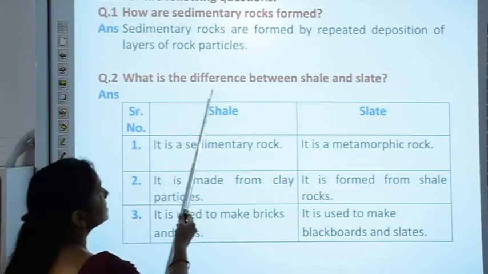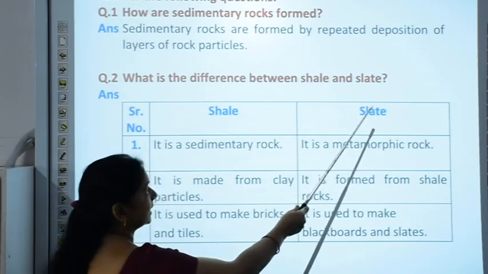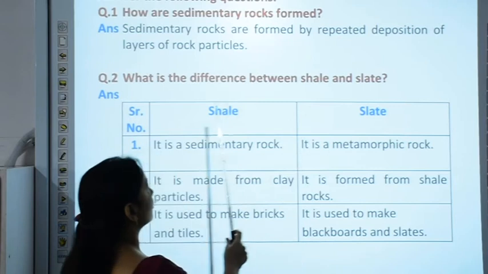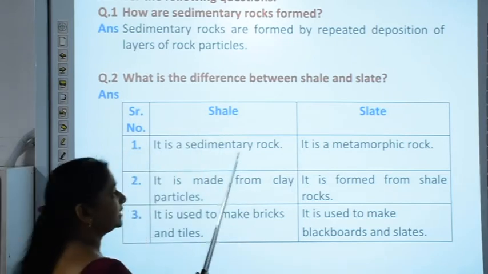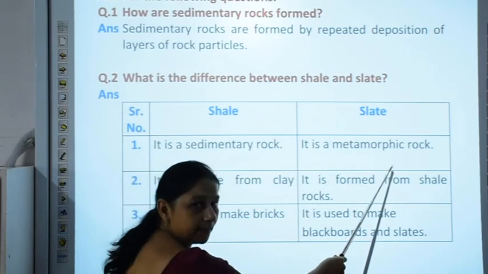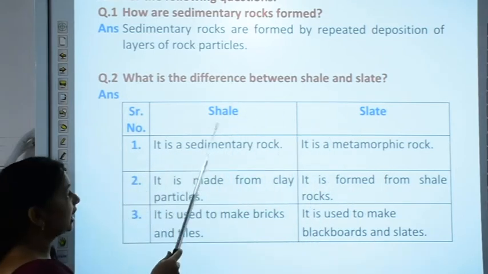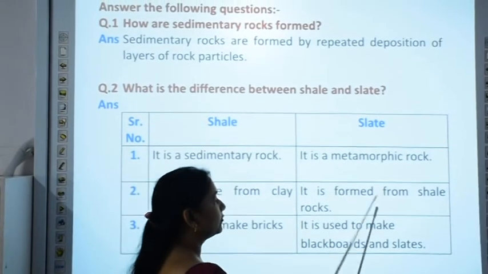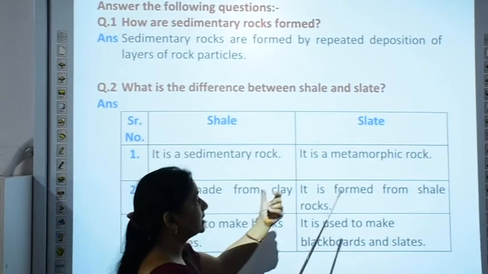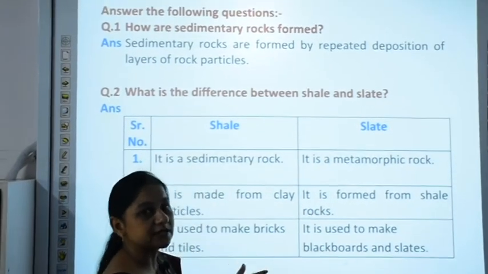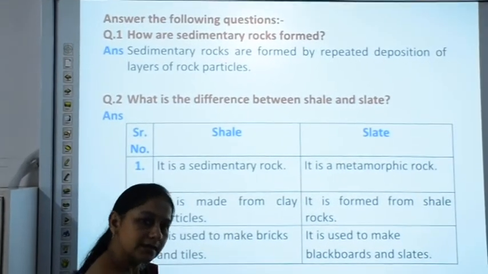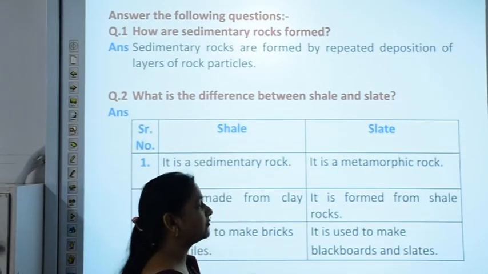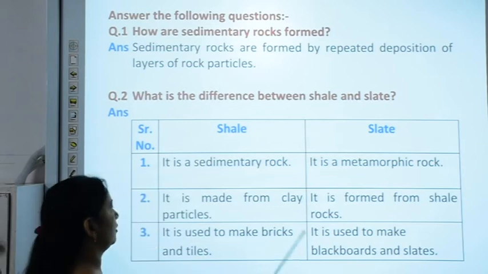Next question, what is the difference between shale and slate? Shale is a sedimentary rock and slate is a metamorphic rock. So, the first difference is, shale is a sedimentary rock, and slate is a metamorphic rock. How is shale formed? Shale is made from clay particles, whereas slate is formed from shale rocks, because it is a metamorphic rock, and metamorphic rocks are basically made from igneous or sedimentary rocks only. So, slate, which is a metamorphic rock, is formed from shale, which is a sedimentary rock.